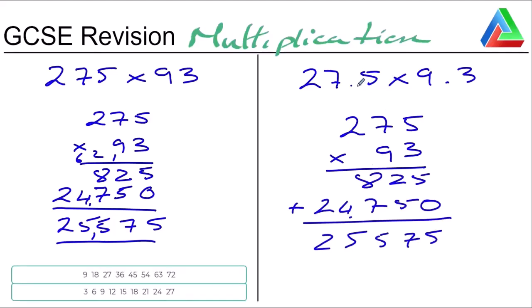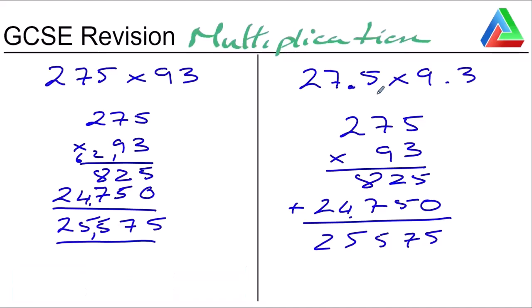So we go back to our original 27.5 times 9.3, and we count the number of digits after the decimal points. So we've got a 0.5, so that's one digit. Then we've got a 0.3, so that's another digit. So we've got two digits after the decimal point. So in our answer, there will be two digits after the decimal point. So count in 2, 1, 2, so our answer is 255.75. So when you're multiplying decimals, ignore the decimals, do the multiplication, count the number of digits after the decimal point, and there should be that number of digits after the decimal point in your answer.